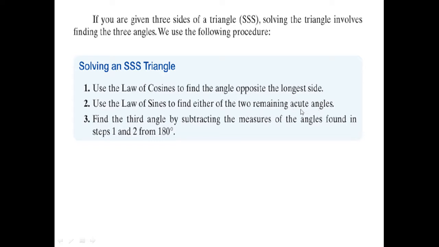So the other two are guaranteed to be acute angles. And then you can find the third angle by subtracting the measures of the angles found in steps 1 and 2 from 180 degrees, because all three angles of a triangle add up to 180. So find the angle opposite the largest side first. It's the largest angle, using the law of cosines. Then use the law of sines to find one of the other two, and then find the third angle by just subtracting.